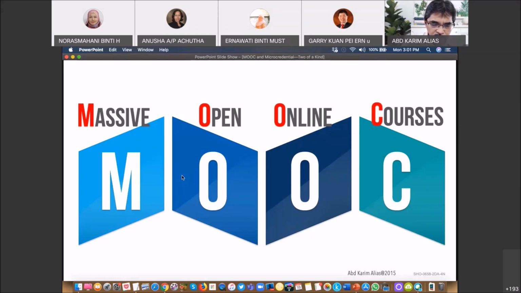So one similarity here: both the MOOC and the micro-credential are online. But C in MOOC is a course. The course can be quite big. It can be 14 weeks, it can be 8 weeks, but still substantial. The keyword here is substantial. But for micro-credential, because of the micro, we have modularized it into small modules or even sub-modules. I will talk more about the modularization.